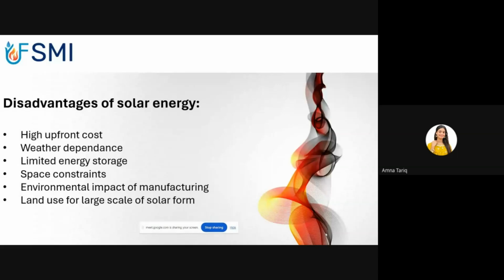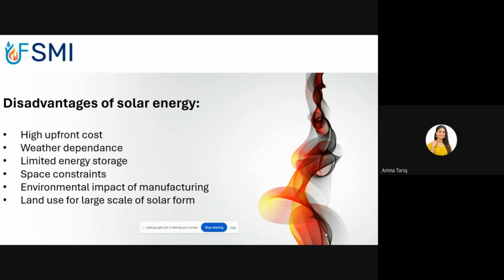And environmental impact of manufacturing: the manufacturing process for solar panels can involve the use of hazardous materials and generate some pollution. During the preparation of solar energy systems, some pollution is created. However, this impact is generally much less significant than the ongoing pollution from fossil fuel power plants. So this is a major disadvantage in the construction of solar energy systems.